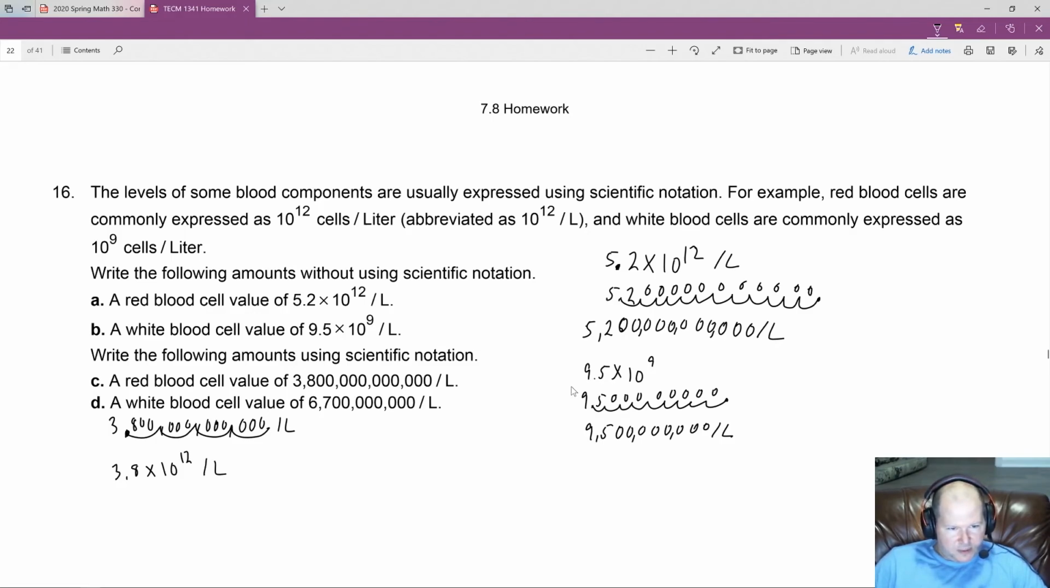Okay, now what about D? Well, that one has 6, 7, and then a string of zeros. So we'd have to move that over 3, 6, 9 places from here. So it'd be 6.7 times 10. And since this number was larger than 1, it's going to be a positive 9.